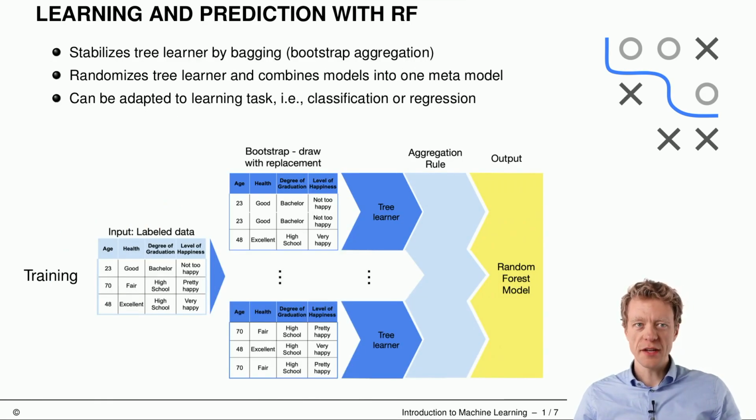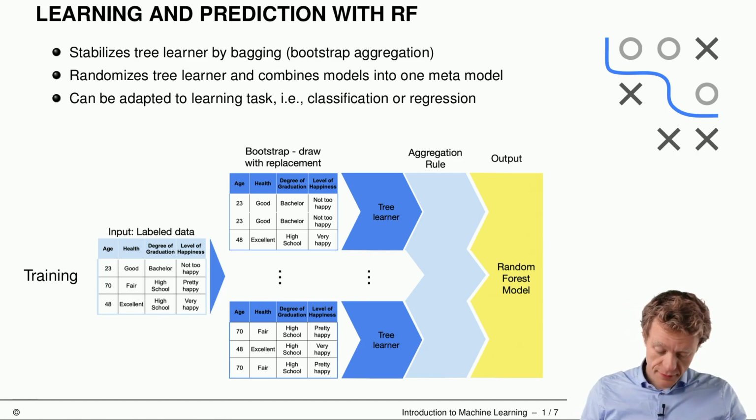What is a random forest? You already know tree learners. And with random forests, we try to stabilize those tree learners by bagging. Bagging is short for bootstrap aggregation, and I will explain what bootstrap aggregation means.